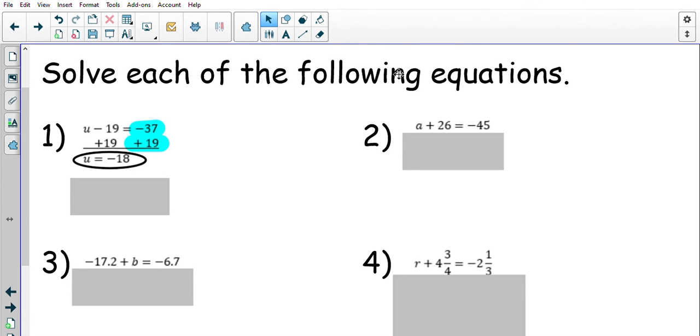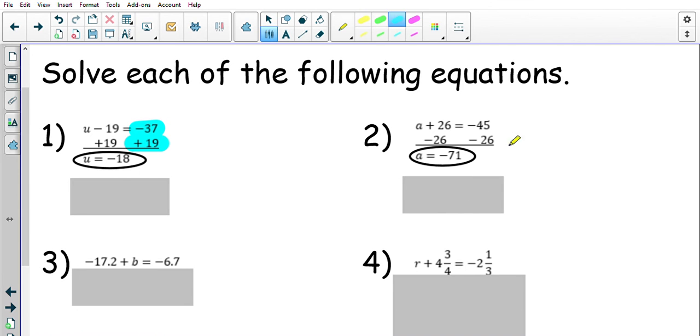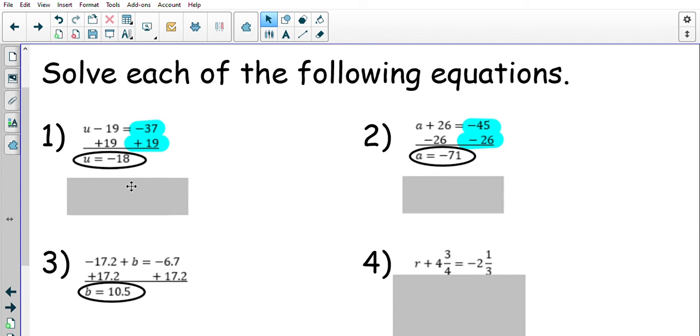Number 2, what's happening to the variable is plus 26. The inverse is to subtract 26. So in your calculators, you'll do negative 45 minus 26 to get A equals negative 71. Number 3, what's happening to the variable is add negative 17.2. So the inverse is to add a positive 17.2. So you're going to do negative 6.7 plus 17.2 to get B equals 10.5.